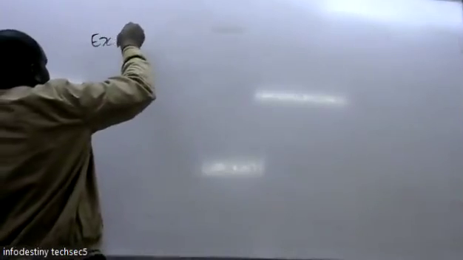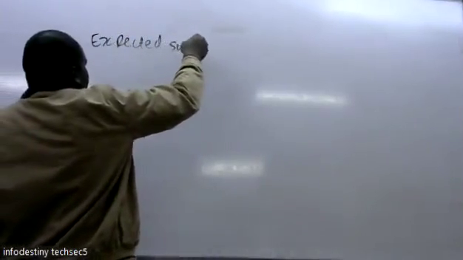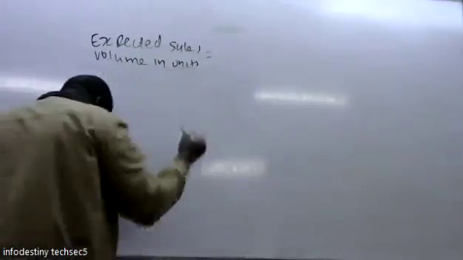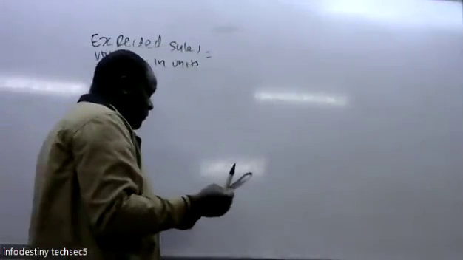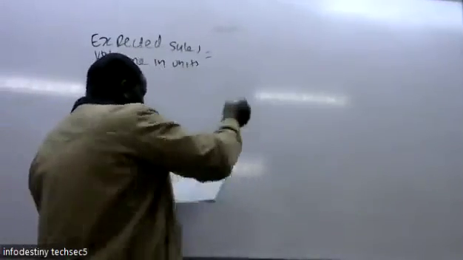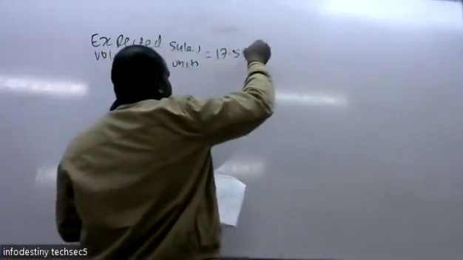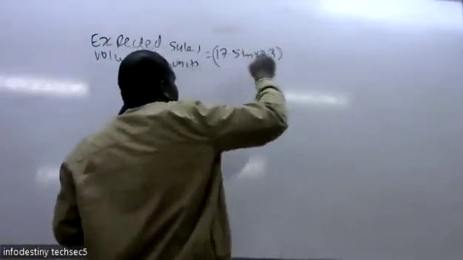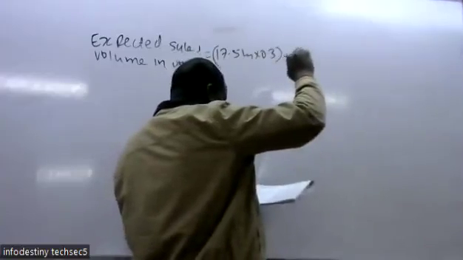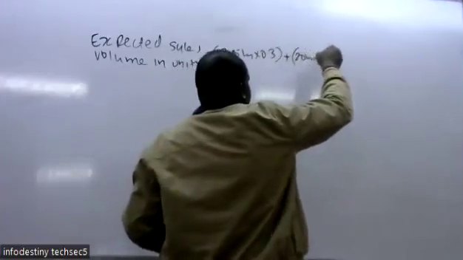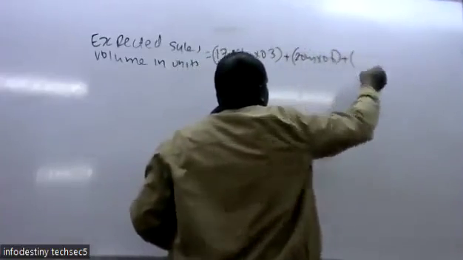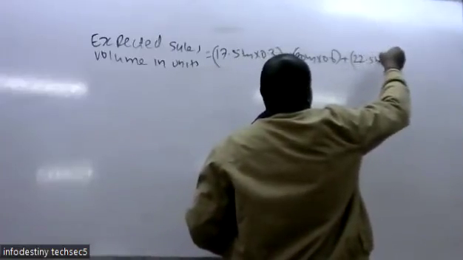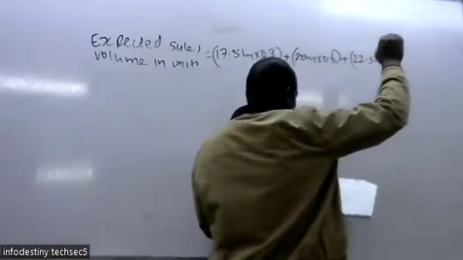Expected sales volume in units. So to get the expected sales volume in units, you take each. The first one is 17.5 millions. We multiply by 0.3. Then we add. The second one is 20 millions. We multiply by 0.6. The last one is 22.5 millions. Then we multiply by 0.1.